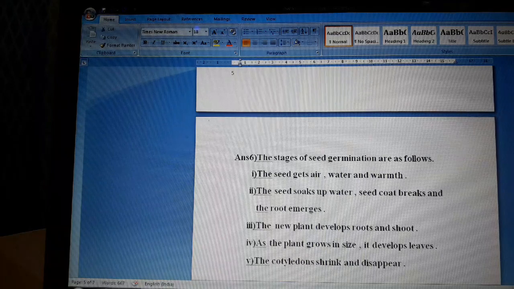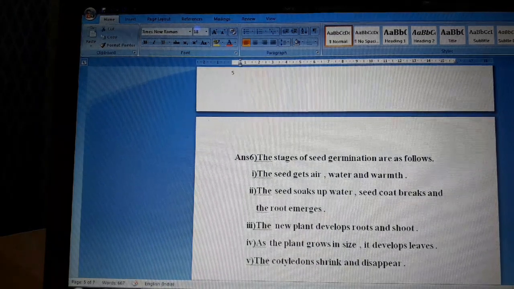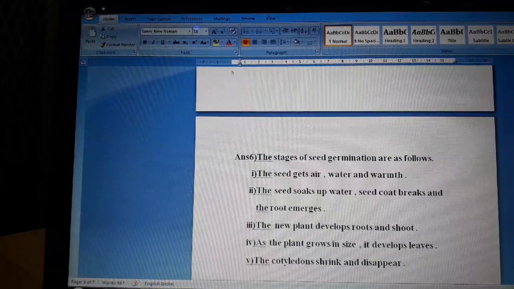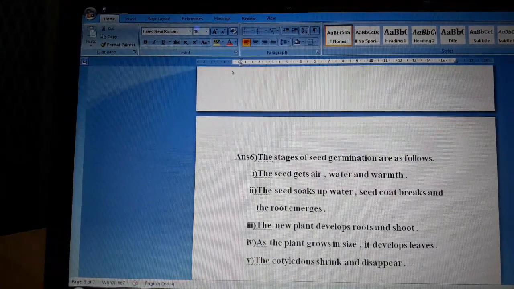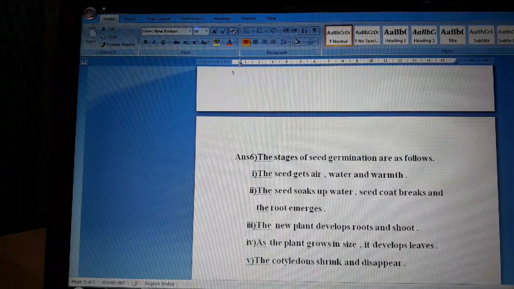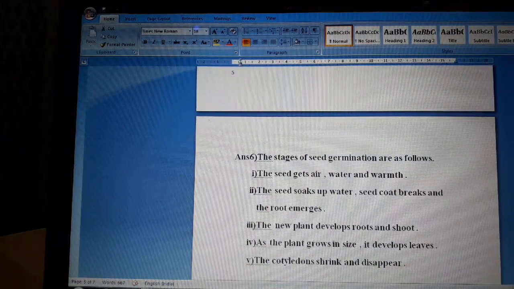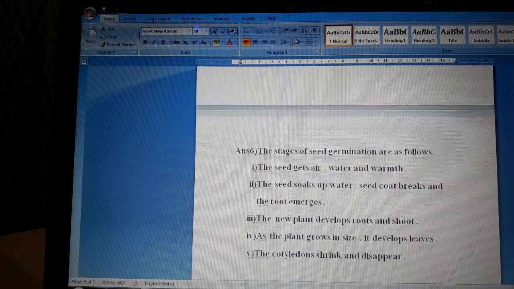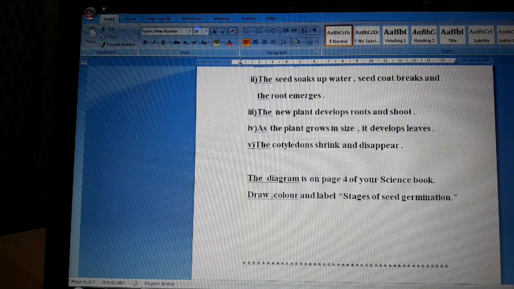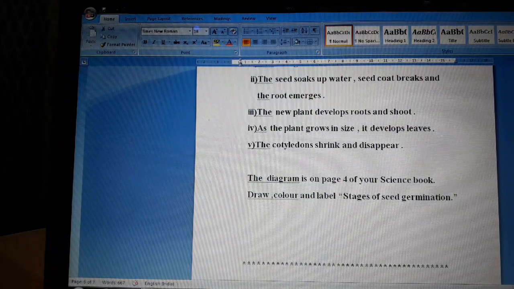Next point, the seed soaks up water. It absorbs water. Soaks up water means it absorbs water. Then what happens? The seed coat breaks, and the root emerges. That means the root comes out from it. Then a new plant develops. A new plant develops root and shoot. Okay, a new plant comes out where it has the root and a shoot.